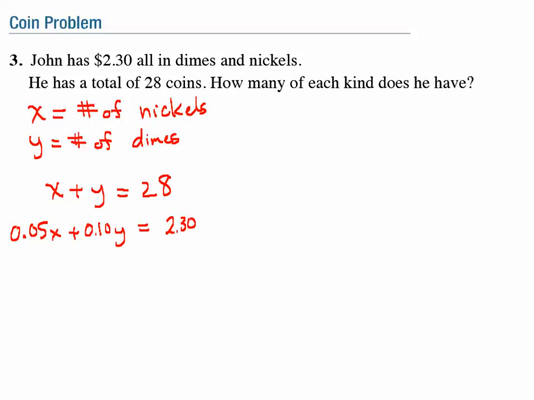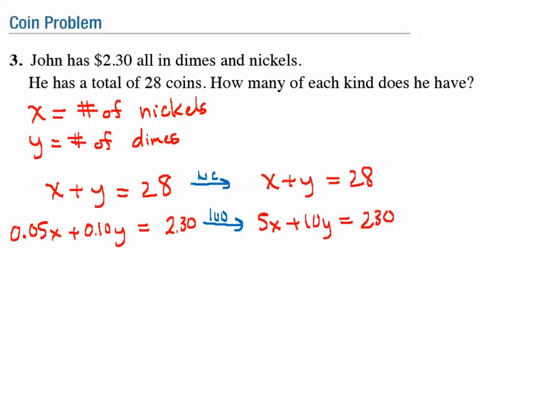All right, and then again, I got these decimals to deal with. What should I do? Perfect, yeah, multiply the bottom by 100. The top, no change, so x plus y equals 28 still. And the bottom now becomes 5x plus 10y equals 230.